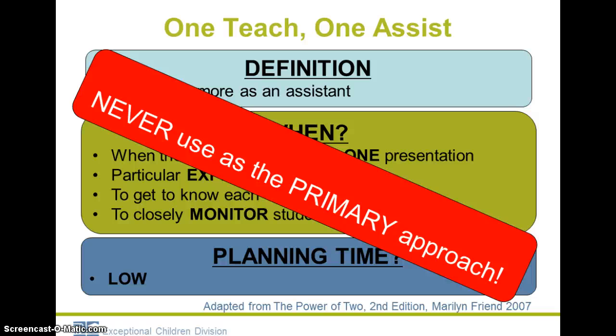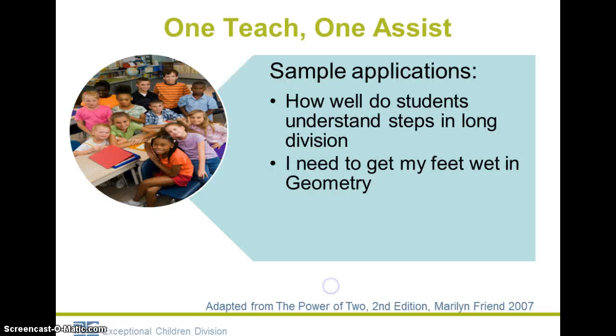So we want to be aware that we are taking steps to develop our teachers into using some of the other approaches. Some sample applications. It might be used to understand how well students understand steps in long division. So maybe they're working independently, or one teacher is walking them through the steps, and then the second teacher is walking around to monitor their progress to make sure they're following all of the steps.